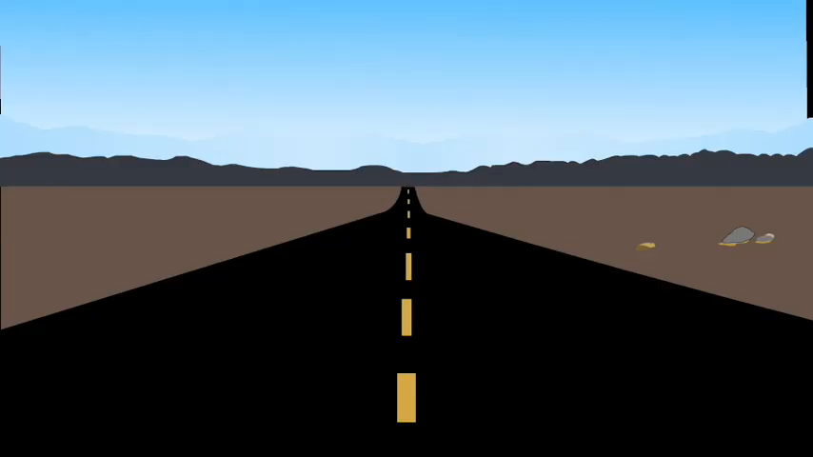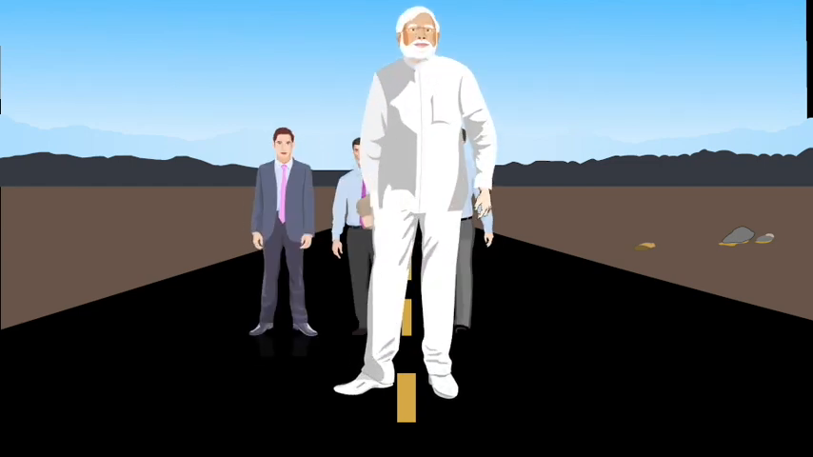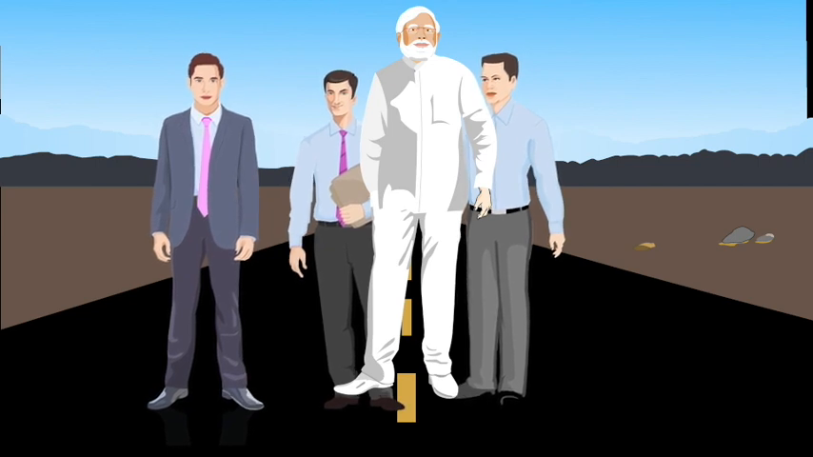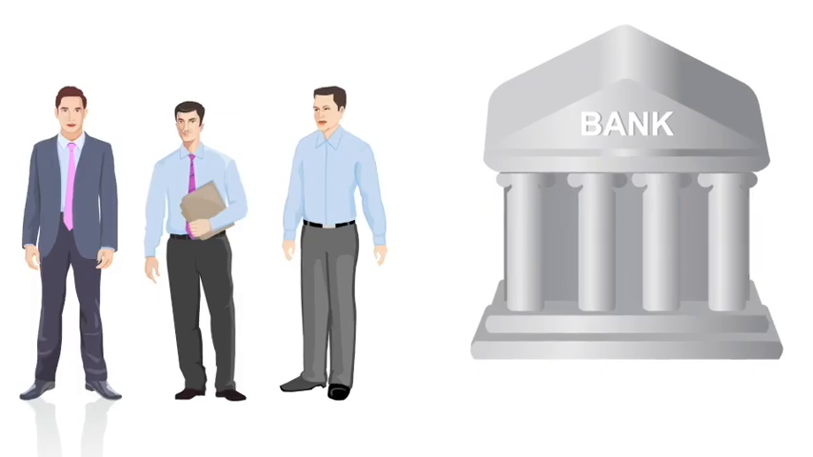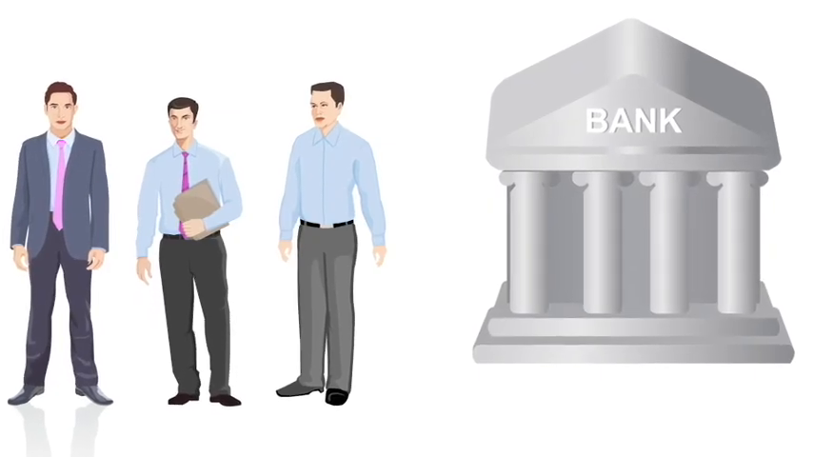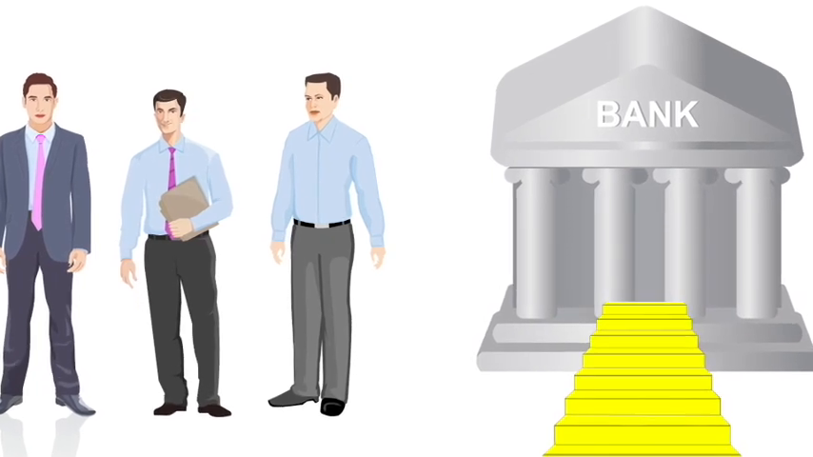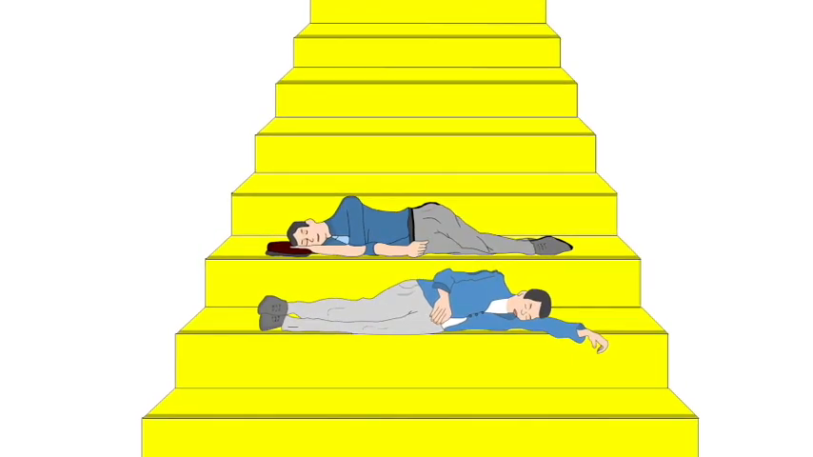Now visualize an approach road where the Prime Minister is doing some actions and to meet the Prime Minister, a group of collectors are walking. After meeting the Prime Minister, visualize that they entered a savings bank and they were astonished to find the steps made of gold and they all fall asleep on the golden steps. Now start saying the words from linking.